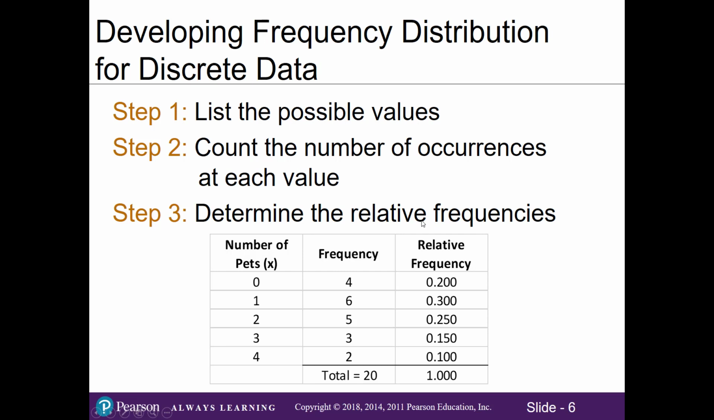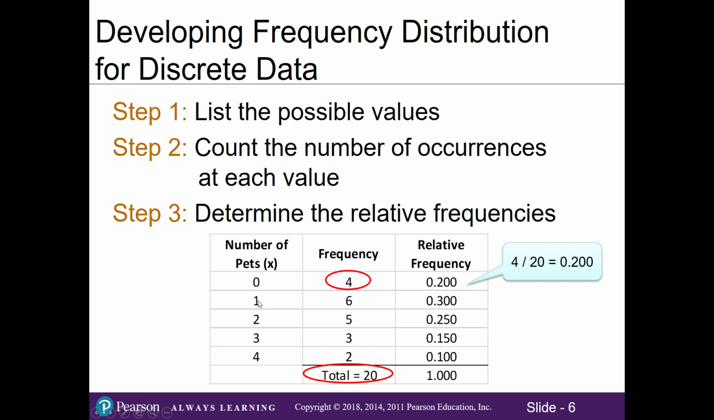So then in step 3, to calculate the relative frequency, we take our frequency of a particular class or category, in this case 0 pets. There were 4 people that said 0, and we divide it by our total number of observations, the 20 customers that we surveyed. So 4 divided by 20 gives us 0.2. And so we'll do that for each discrete variable.